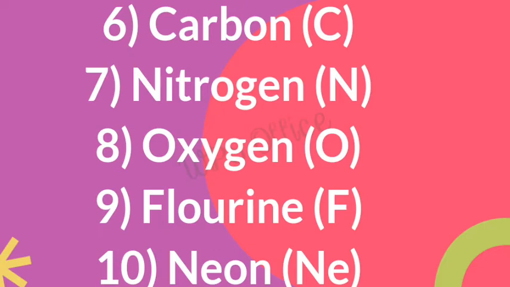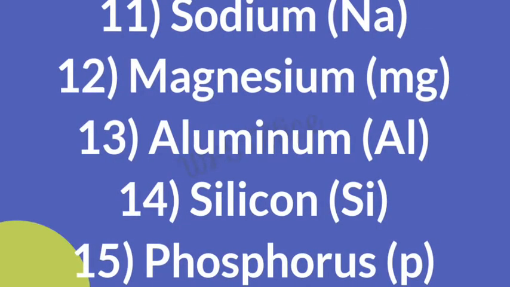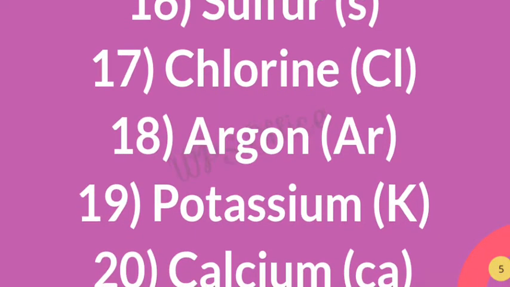The 11th element in the periodic table is sodium with chemical symbol Na. 12th element is magnesium with chemical symbol Mg. The 13th element is aluminium with chemical symbol Al. The 14th element is silicon with chemical symbol Si. 15th element is phosphorus with chemical symbol P.